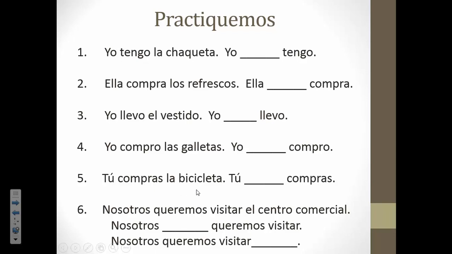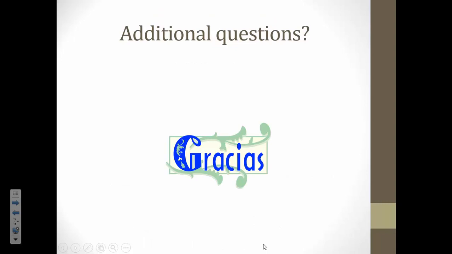And then the last one, nosotros queremos visitar el centro comercial. We want to visit the mall. Again, we have two verbs. Right here's one, and right here's another. Then we can either put it before this conjugated verb, or we can attach it to the end of this one. Okay, so what is it that we want to visit? The mall. So we would say nosotros lo queremos visitar, or nosotros queremos visitarlo.